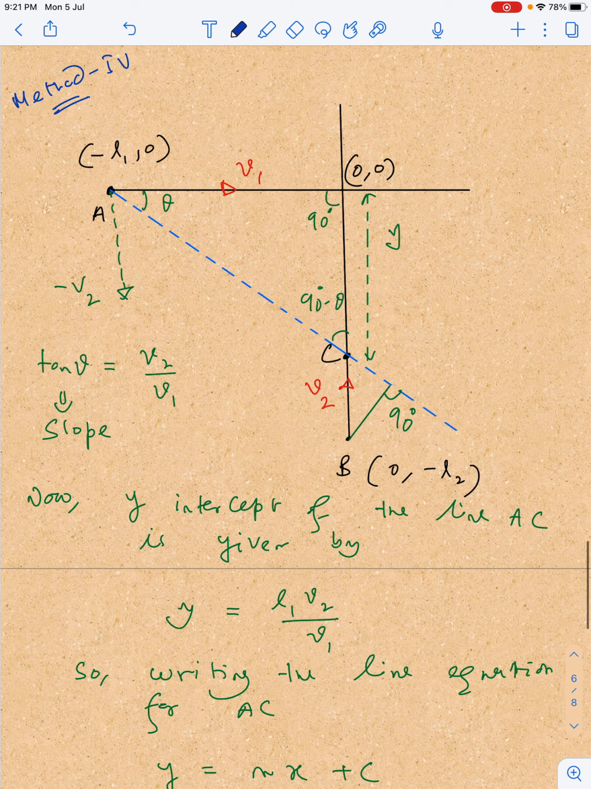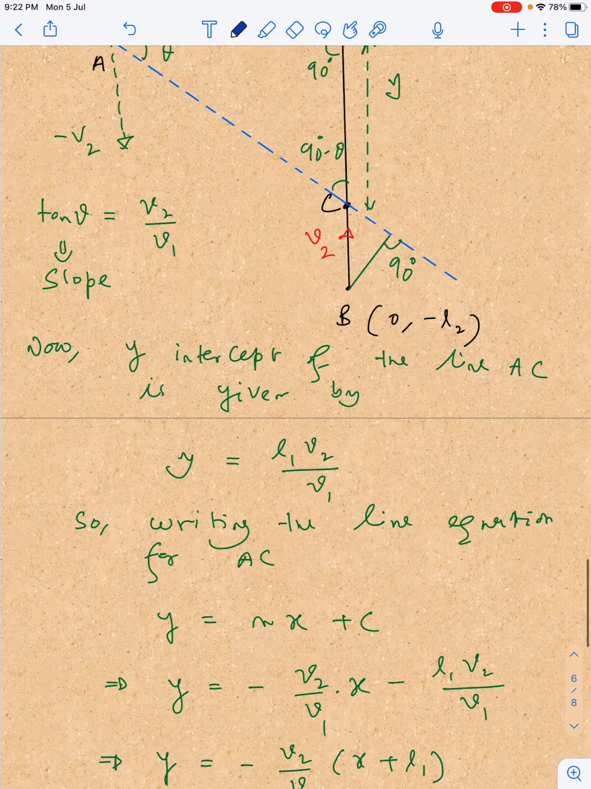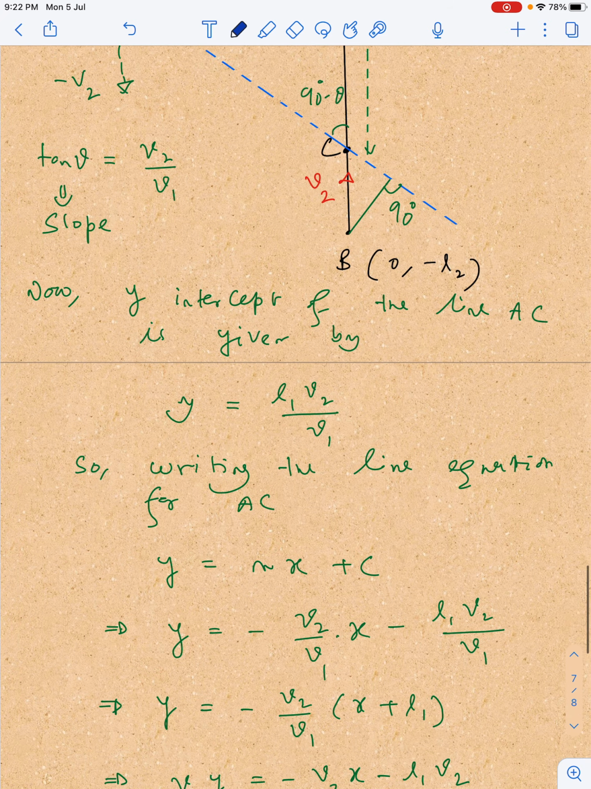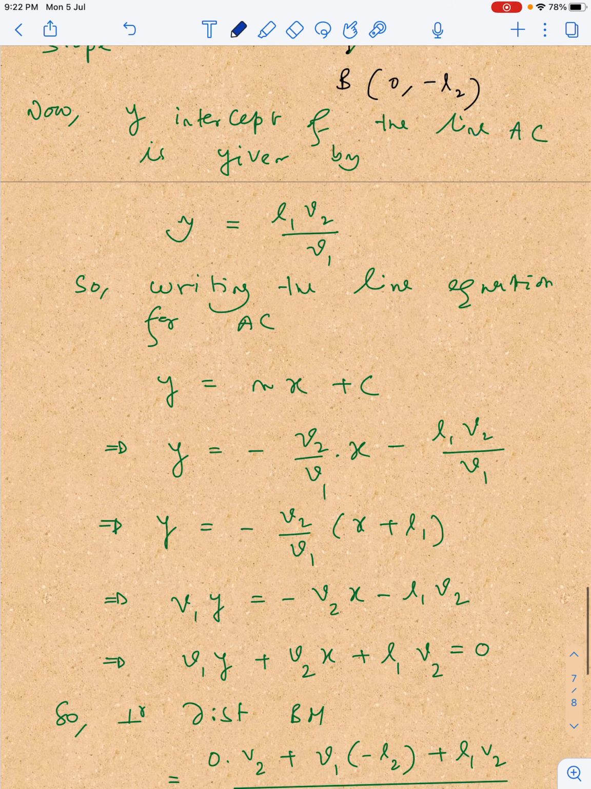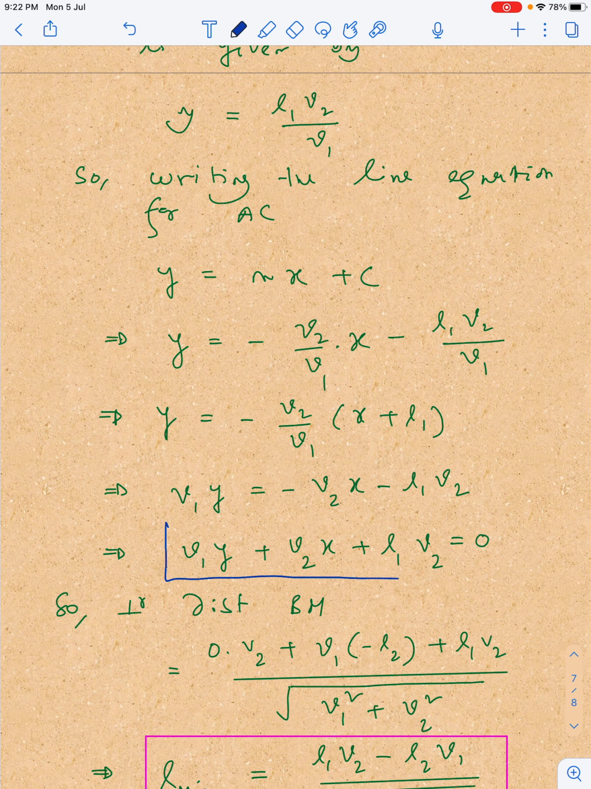In method 4, I have used simple coordinate geometry and I have taken the help of method 1. So from the diagram, point A coordinate is minus L1, 0, point B coordinate is 0, minus L2, right? Now here tan theta is equal to v2 by v1 that we have calculated earlier. So what I am doing here, I am calculating the y-intercept of the line. The y-intercept is simply coming to be L1 v2 by v1. Now if I go back to the equation y is equal to mx plus c, it is having a negative slope and negative y-intercept. After substitution, I get an equation like this.